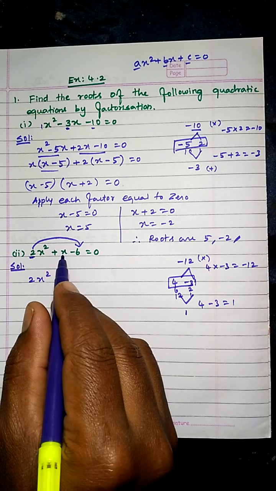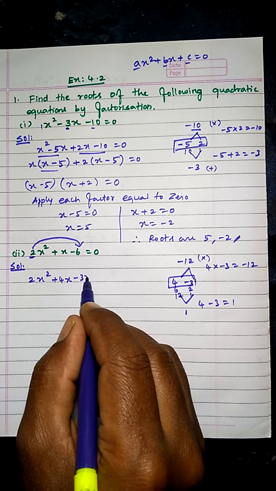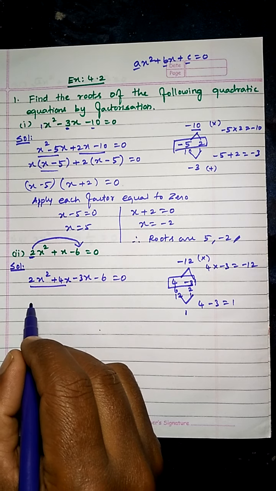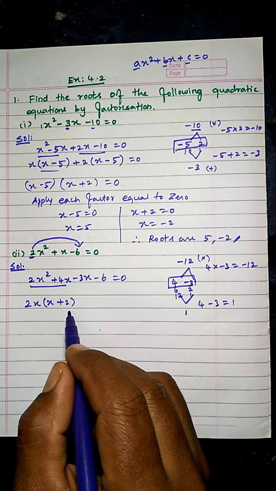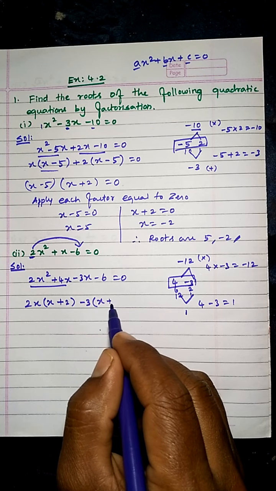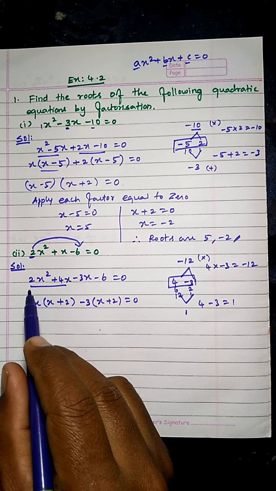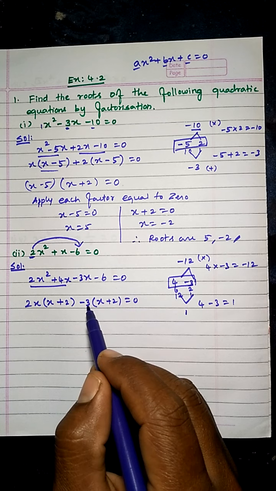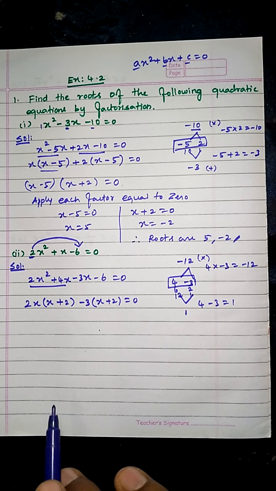So we can write this now: 2x square, and the x term we can split as plus 4x minus 3x minus 6 equal to 0. Now from these two you can take 2x common outside, leaving x plus 2. Here if you take 3 common outside, x plus 2, equal to 0. Just multiply and check whether you are getting the previous terms or not. 2x into x is 2x square, 2x into 2 is 4x. Now minus 3 into x is minus 3x, minus 3 into 2 is minus 6. So the common factors you are taking are correct.